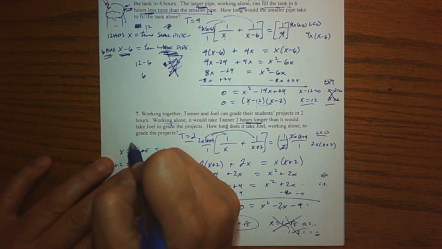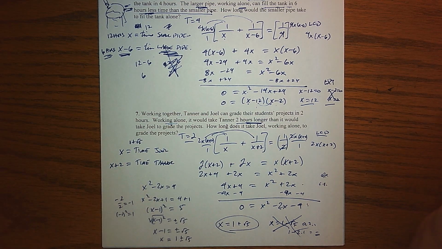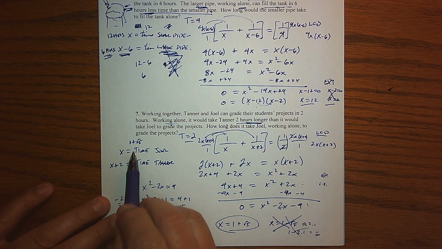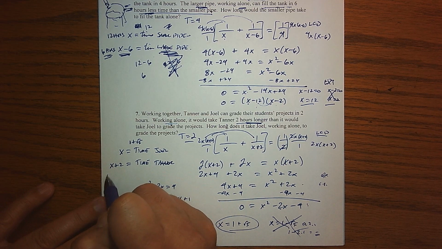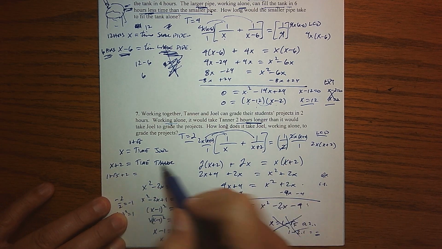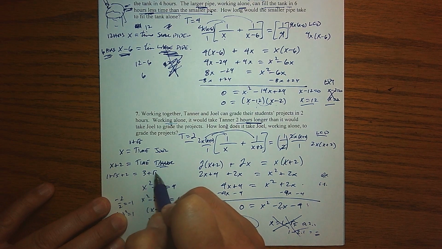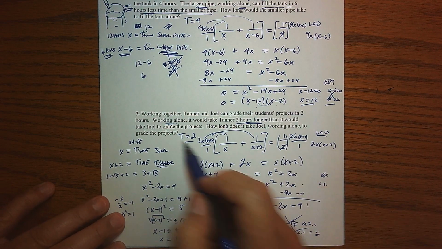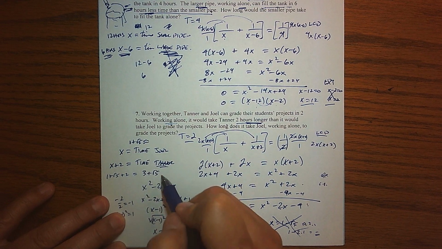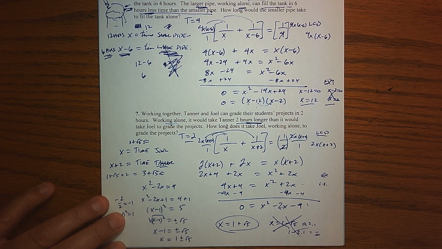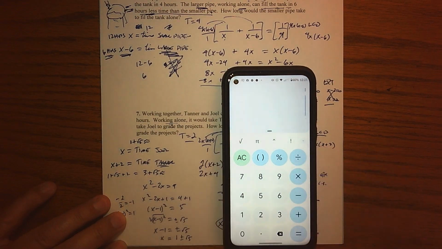So Joel, it looks like it took him 1 plus the square root of 5 hours to do the job. That would be the exact answer. Of course, we can go to our calculator to get an approximation, which I bet my math lab is going to make us do, but I'll do that here in a moment. To get the other answer, all I have to do is take this answer and add 2 to it. So I'm going to take 1 plus the square root of 5 and add 2 to it. So Tanner's time is 3 plus the square root of 5. Again, those are the exact answers. If the textbook is asking for exact answers, that's what I type in. But I bet they're going to want some approximation, so let's go ahead and do that.